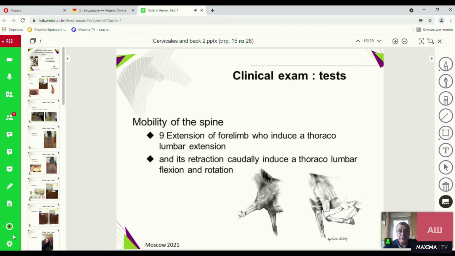It is the same when you do extension or retraction of the forelimb. You have an action on the first part of the thoracic. So it's not a test only for the shoulder or the elbow. It is a test for the back too, and especially the second on the right, when this test is positive, often you have a back pain.